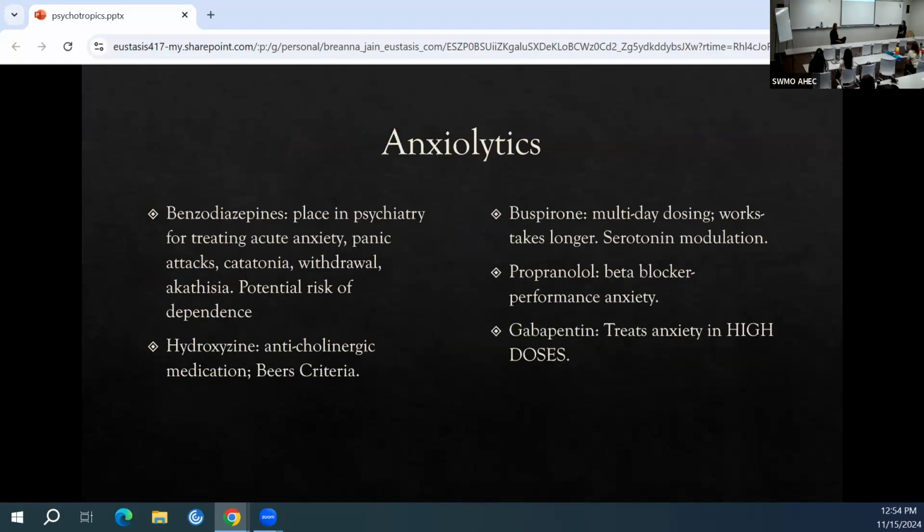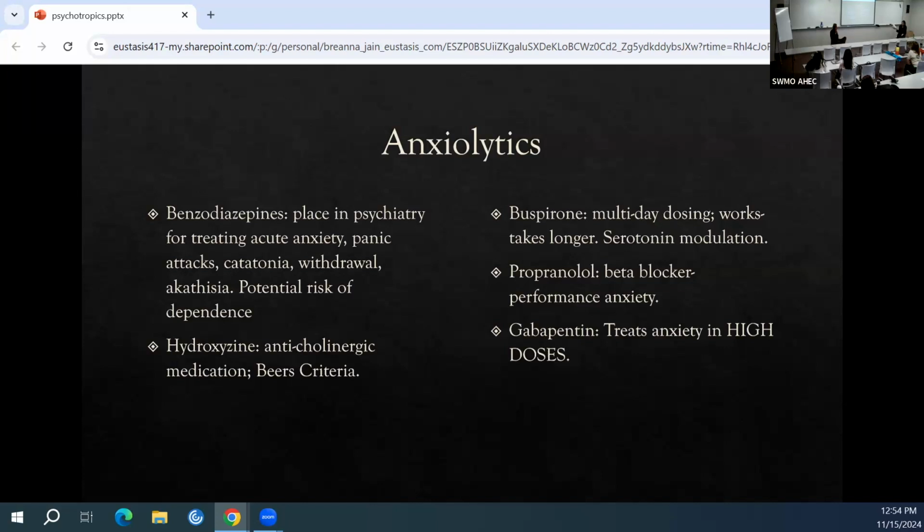So anxiolytics, I won't talk a whole lot about those. We have our benzodiazepines, non-benzodiazepines. We have propranolol. Propranolol is a beta blocker that helps with situational anxiety. Obviously, don't prescribe it to a patient with asthma. And we can use it for test anxiety, or public speaking anxiety we know is coming. Gabapentin is only going to work in really high doses to treat anxiety, is what we've been taught or shown.